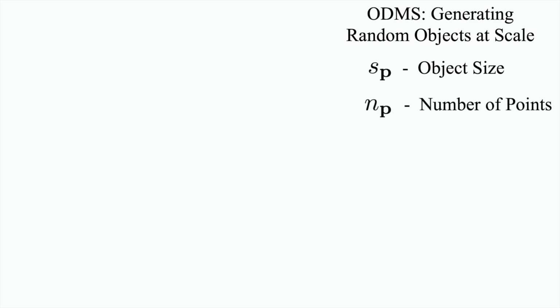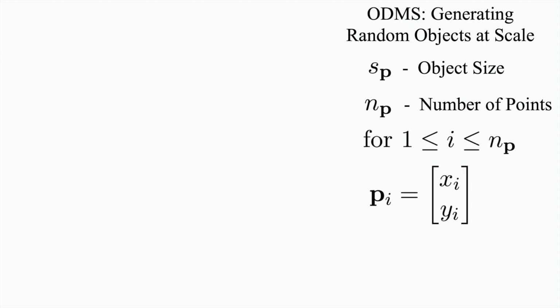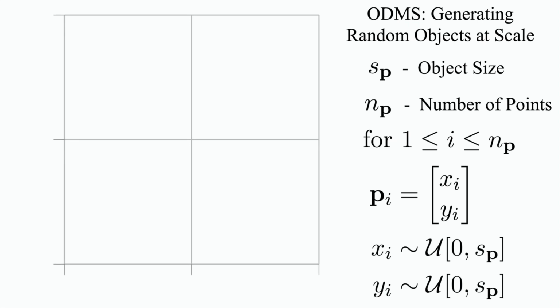The first thing to note is that ODMS training data is configurable through the use of random parameters. When generating random objects, the object size is selected randomly from a set of possible values, as well as the number of points that we will use to generate the object's contour. From these two random parameters, NP contour points are randomly selected from the bounds determined by the object size SP.